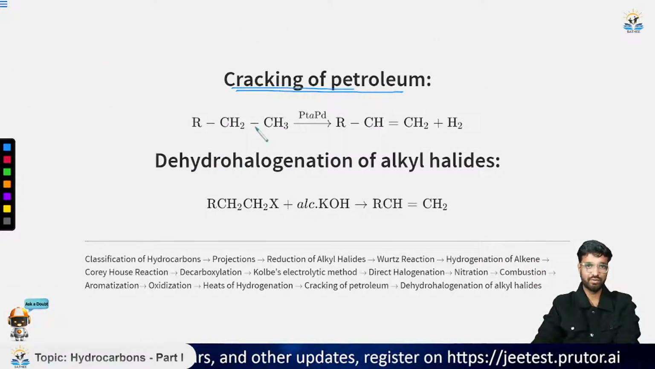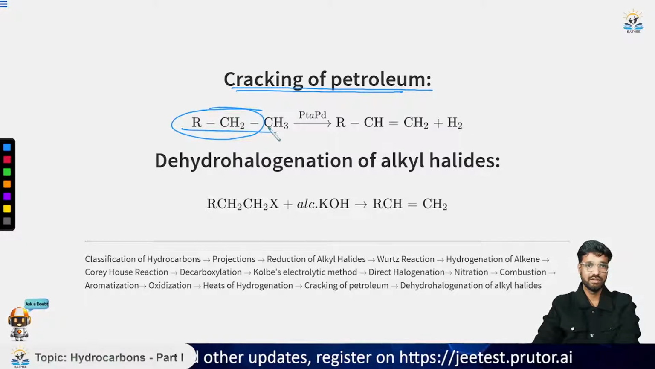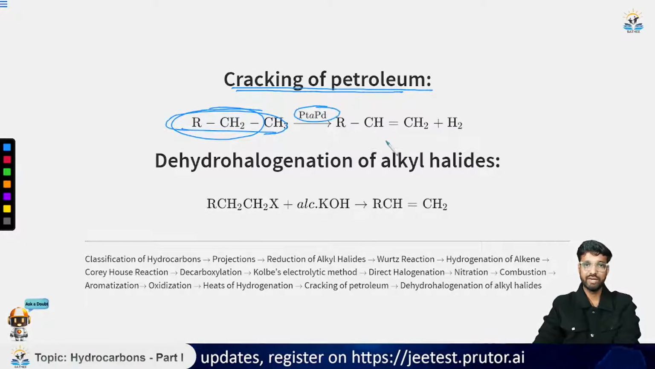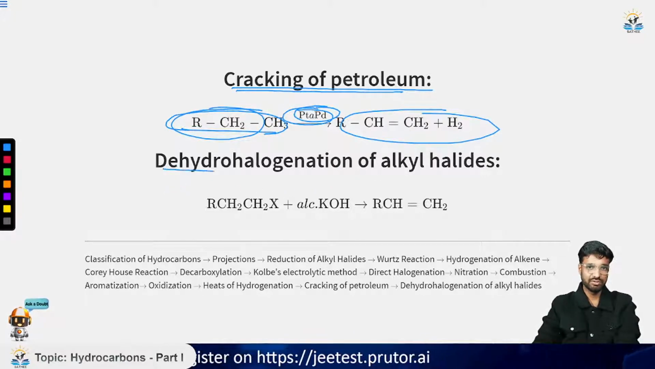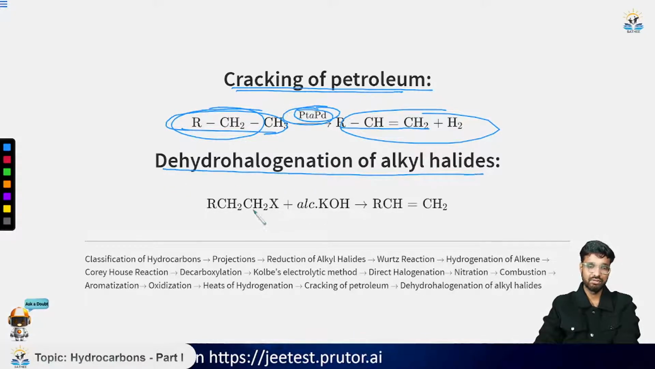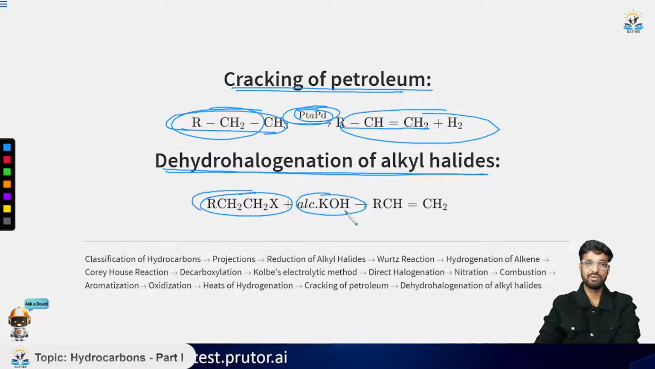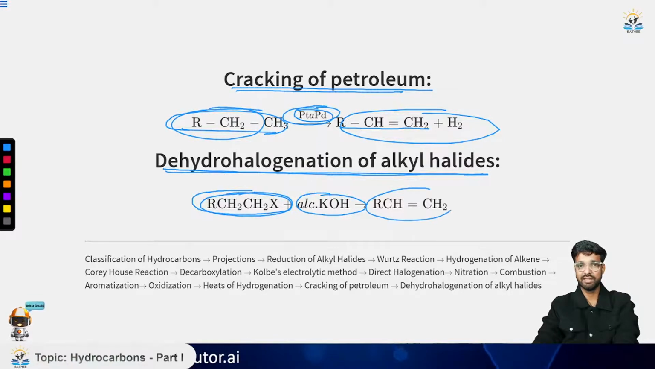Now cracking of petroleum. So if we take petroleum and we heat it in presence of Pd or Pt, then we will get the alkene. Okay. And the dehydrohalogenation of alkyl halide. So what we do is take an alkyl halide and react it with alcoholic KOH, then we will get an alkene.